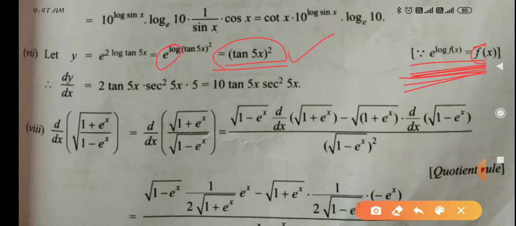Now you have to find the differentiation of tan 5x whole square. So differentiation of tan 5x whole square is 2 tan 5x, because it is like x square and you are doing its differentiation. So 2 tan 5x, now tan 5x differentiation is sec square 5x, now 5x differentiation is 5. So 5 twos are 10, so 10 tan 5x sec square 5x.